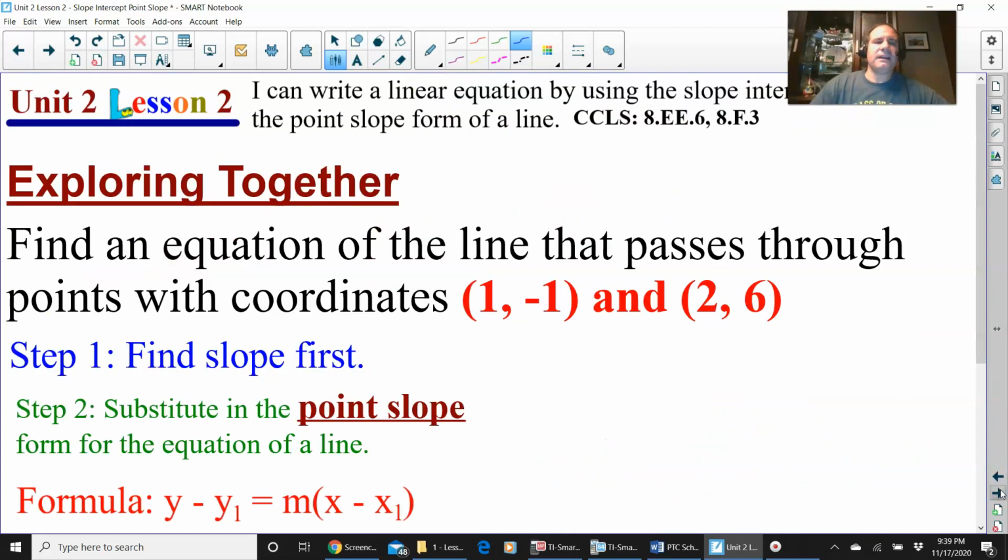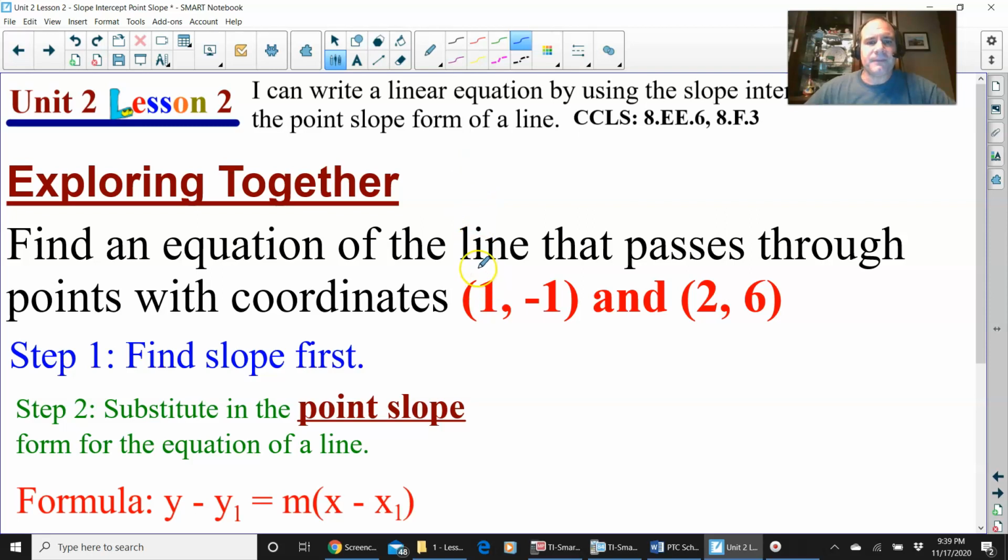Moving on, exploring together. This is a little bit more difficult because it's not giving you the slope. They are giving you 2 points. We don't have the slope, so we have to calculate the slope first. Remember, to use the point slope formula, you need a slope and 1 point. We have 2 points, but we don't have the slope. So go ahead, see if you could figure out the slope of these 2 points.